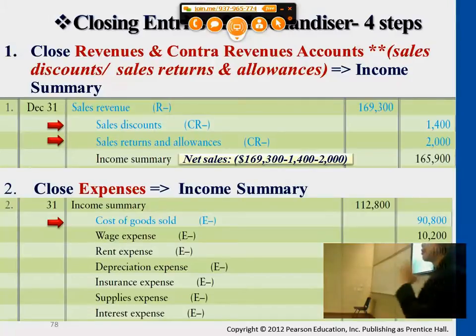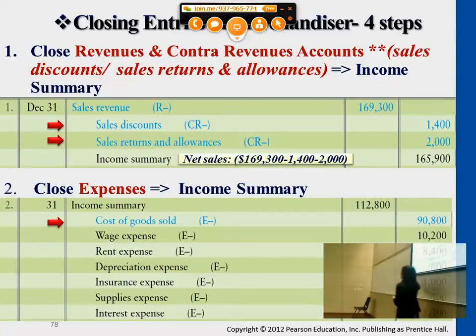Make sure you understand the direction. If it's an expense account, close it on the right side. Revenue account, close it on the left. Contra revenue accounts are special accounts because they really reduce revenue. So when you close them out, they have the same direction as expenses.